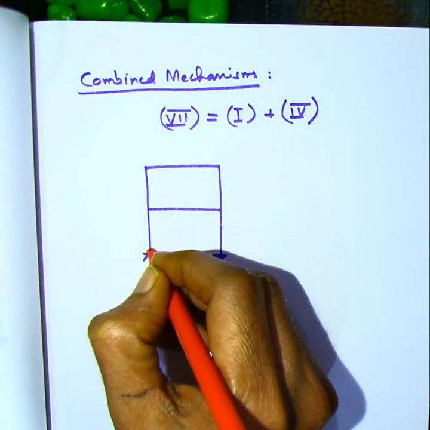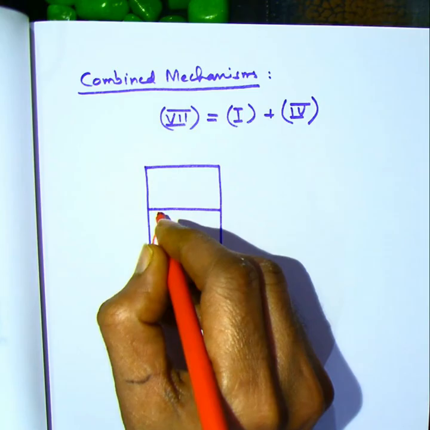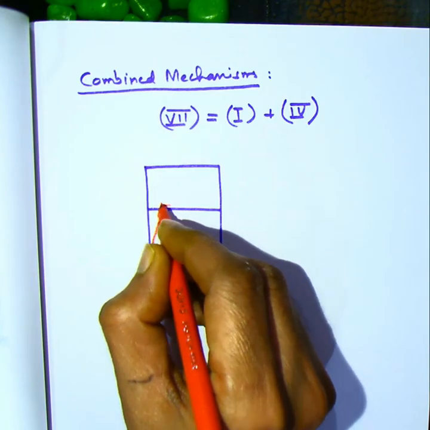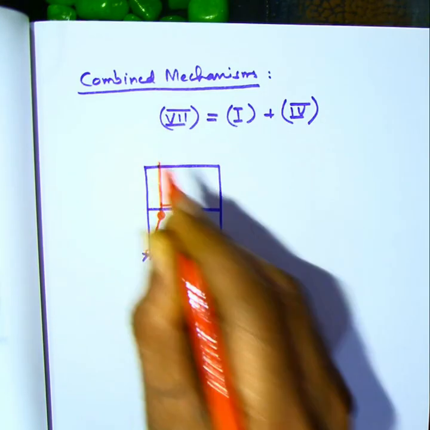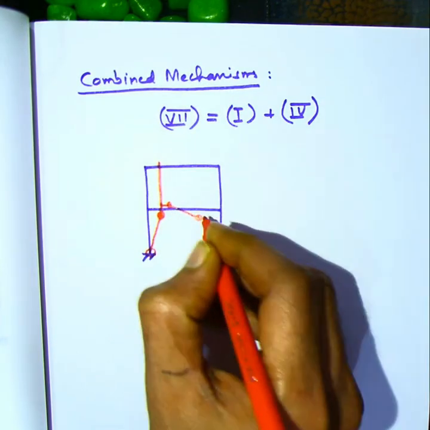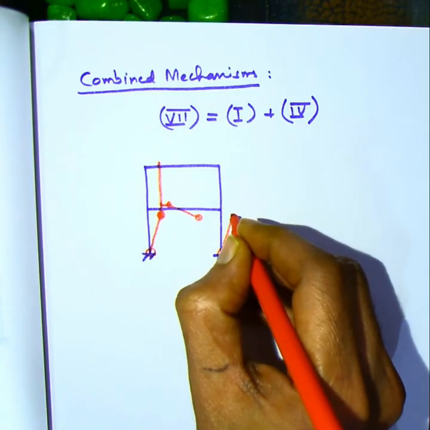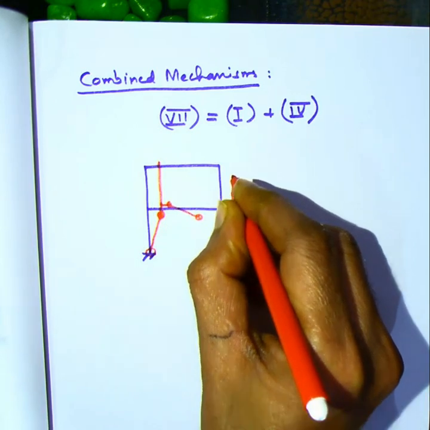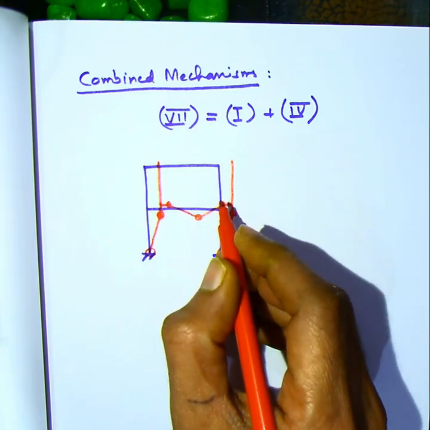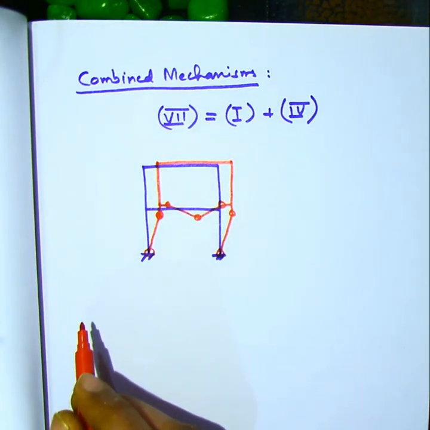So here we are basically superimposing mechanism number 1, which is the beam mechanism involving the first floor beam, with the sway mechanism involving the ground floor, that is mechanism number 4, and this gives rise to the combined mechanism as shown here. So please note the location of the various hinges, especially at the first floor left joint, how the hinges are shown in the beams and the columns. So this is now our mechanism number 7.